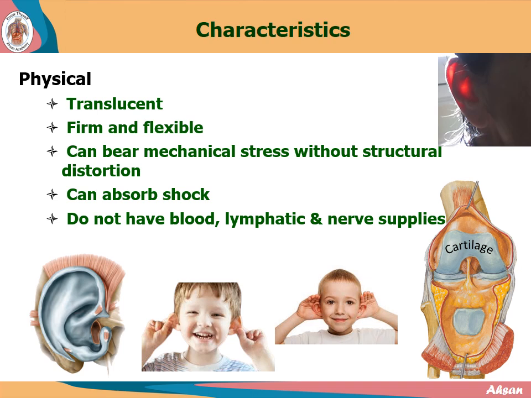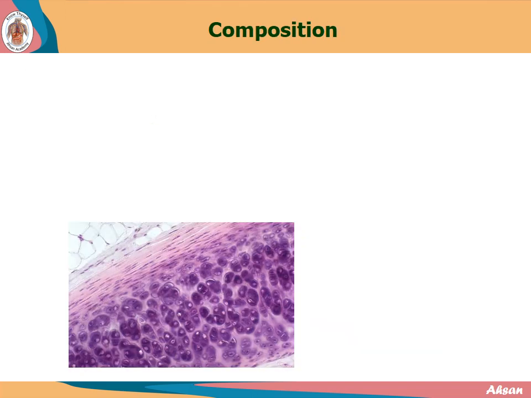The cartilage is avascular. There are no lymphatics and no nerve supply to the cartilage. Usually the cartilage is covered by a dense connective tissue sheet. This is known as perichondrium, but it is not present in all cartilages.